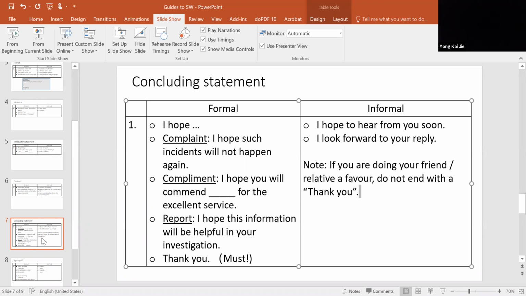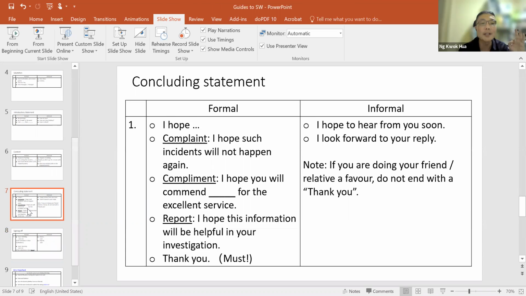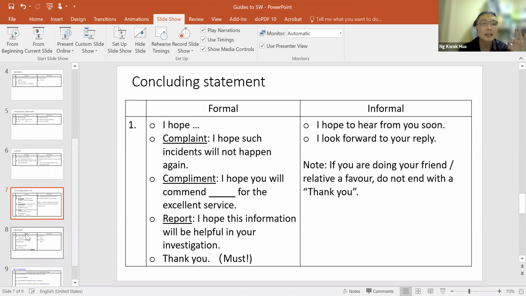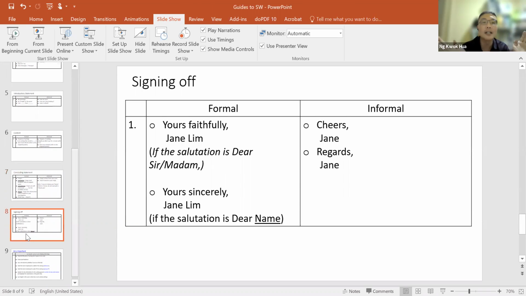Okay, so bear this in mind. Now, signing off. This is the part. We have actually broken it down into such a detailed format for you.